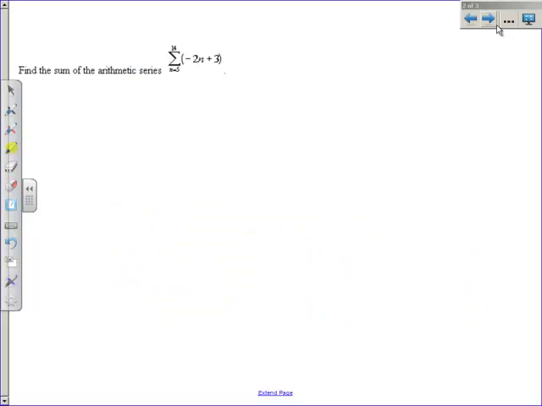So let's take a look at an example. Let's find the sum of the arithmetic series, from n equals 5 to 14 of negative 2n plus 3. Let's ask ourselves the 3 questions. Number 1, what is the first term? If we plug 5 in for n, that gives us our first term. If you can figure out that the first term is negative 7, then pat yourself on the back, because 5 times negative 2 is negative 10, plus 3 is negative 7. So negative 7 is the first term in the list.